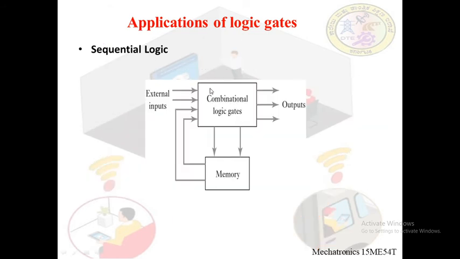So here the sequential logic diagram is shown. So here we have the combinational logic circuit. This combinational logic circuit is nothing but a combination of two or more logic circuits. It may be AND gate, NOT gate, whatever, depending on the requirement.